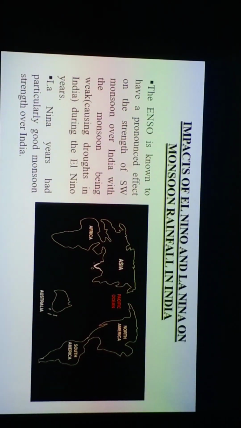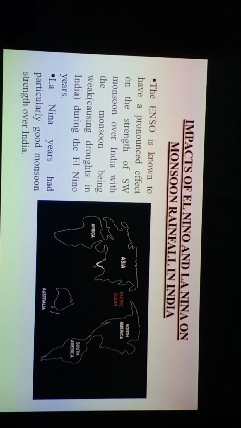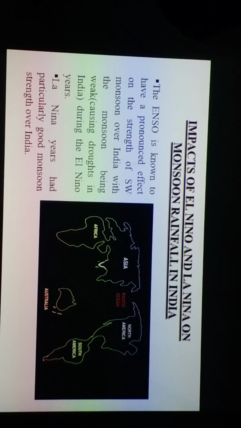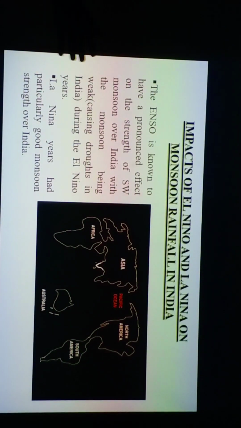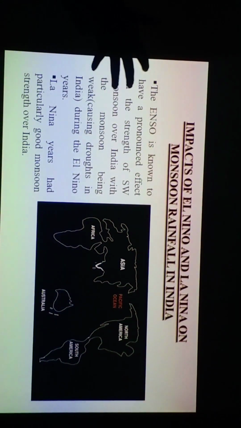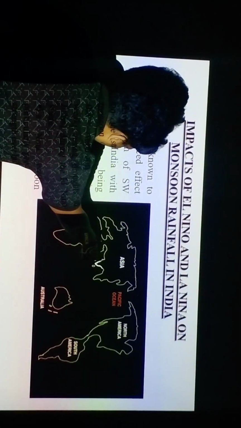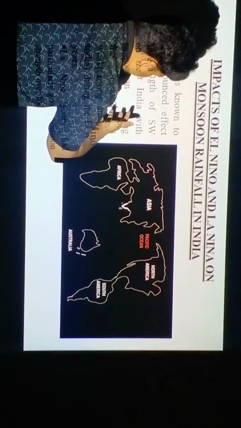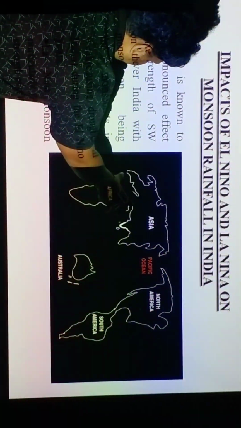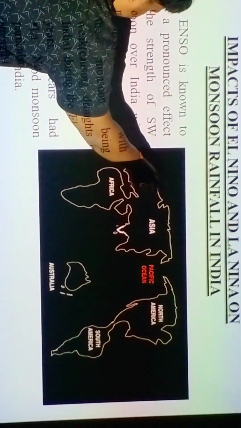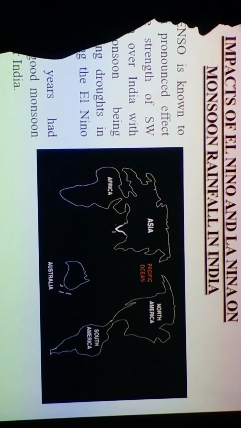Now the impacts of El Nino and La Nina on monsoon rainfall in India, as we have already discussed in the El Nino and La Nina events. In the La Nina event, the tropical easterlies or the trade winds are so strong that they push all the ocean currents towards the Asian side. So a low pressure region will be created in this region, and because of the enhanced effect of the trade winds, the region will carry a lot of moisture and enhance the monsoon effect on the Indian side.